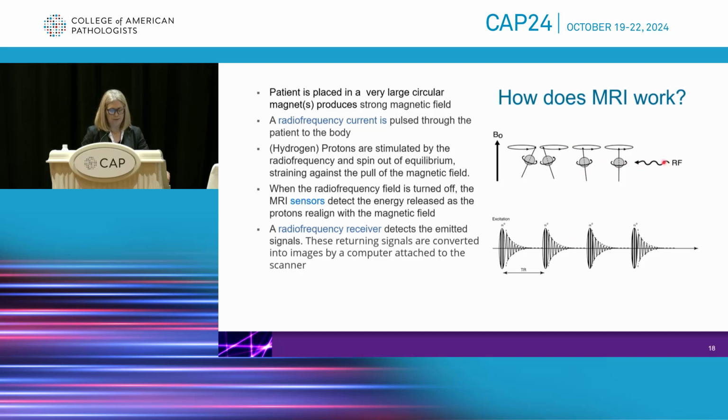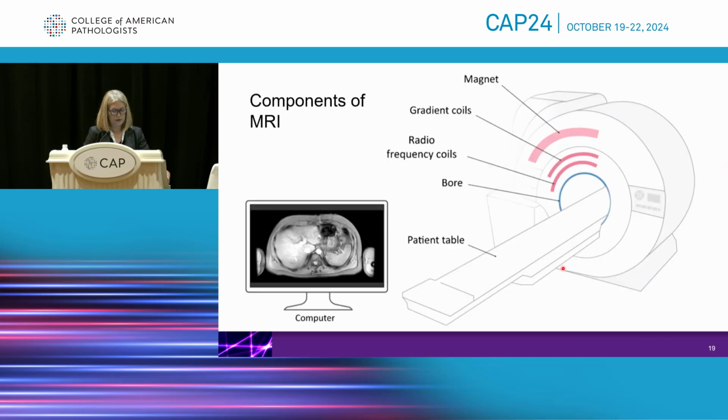When you apply a radio frequency current, it affects them and knocks them out of their equilibrium state, and they start spinning off their axis. The signal actually comes when you stop this radio frequency current, and they emit energy when they relax back to their state, right? So that's what is recorded in the MRI scan. When you record it, it comes out as a strange, sine-wavy kind of signal, which has to go through a computer to generate a scan that you would read or interpret.